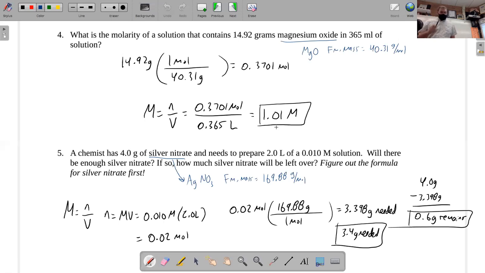All right, so you've got 4 grams of silver nitrate, and you're trying to make 2 liters of hundredth molar solution. This is a problem that we have in chemical preparation a lot. If I'm prepping stuff for a lab and I want hundredth molar, trying to make 2 liters of it, I only got 4 grams. Do I have enough? So the first thing you can do is convert this mass of silver nitrate into moles with its formula mass.